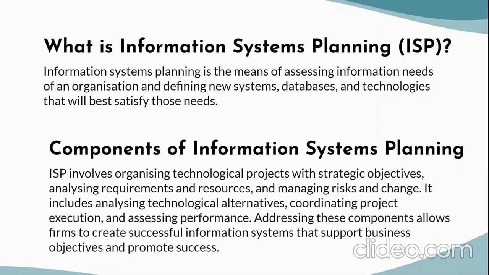What is Information Systems Planning, also known as ISP? Information Systems Planning is the means of assessing information needs of an organization and defining new systems, databases, and technologies that will best satisfy those needs. Components of information systems planning.